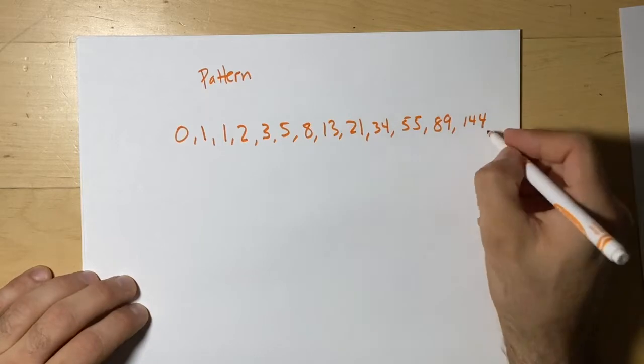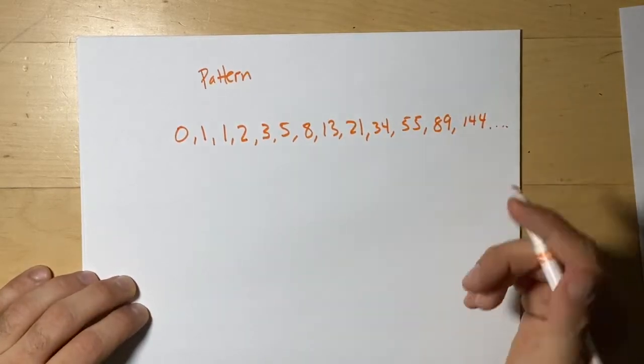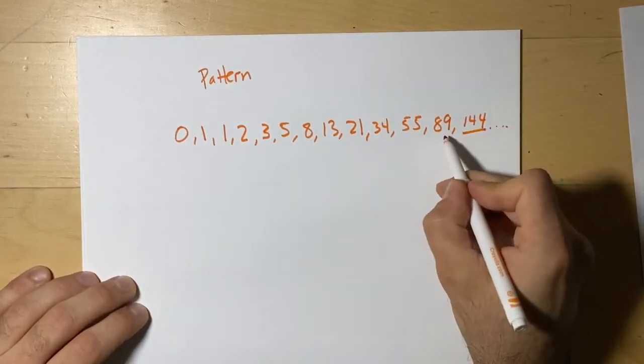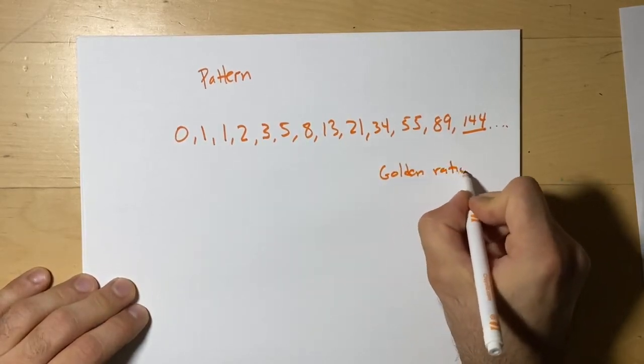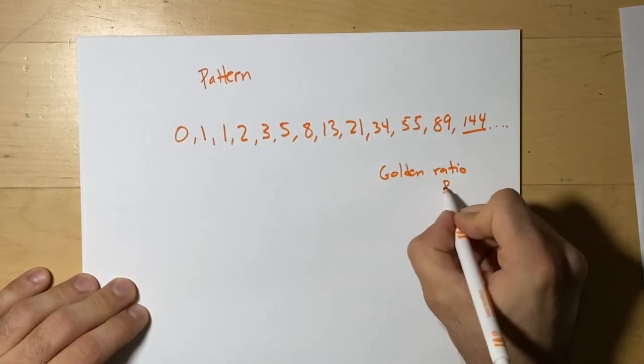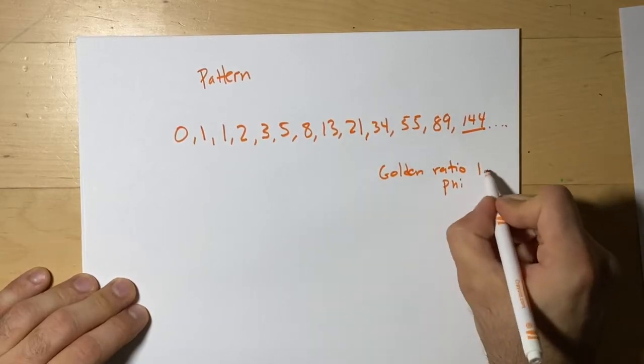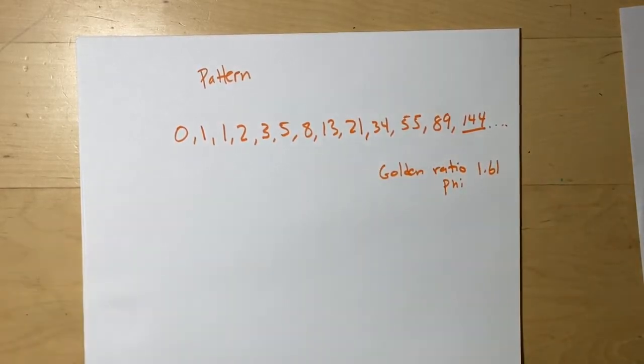So we can continue this. As we get bigger and bigger, you divide this number by the one before it, and you get the golden ratio, which is something we call phi, and it's like 1.61, I think.